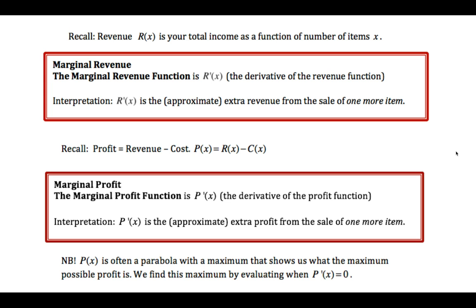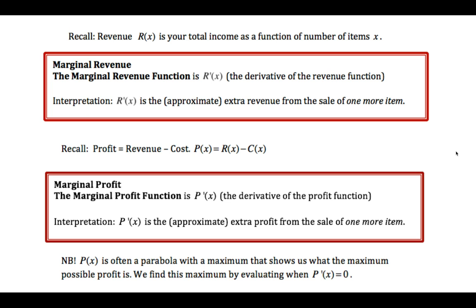All right, remember, usually you're given the cost function. You can figure out the revenue function from the price. And then the profit function we get by taking the revenue function and subtracting the cost function. So the amount of money we bring in minus the amount of money we had to pay to actually create the items. So marginal profit, much like marginal cost and marginal revenue, is going to be the first derivative of the profit function, where p prime of x is the approximate extra profit from the sale of one more item.